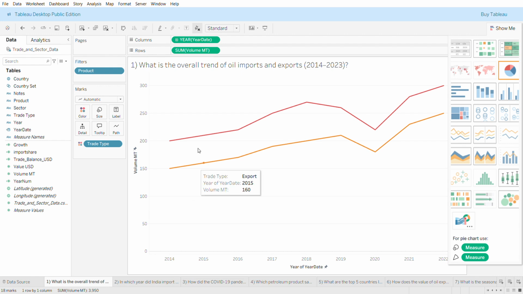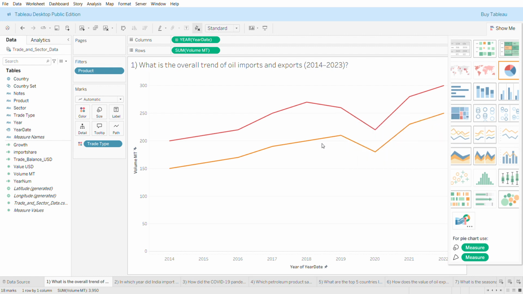What is the overall trend of oil imports and exports from 2014 to 23? Here, I analyze the overall trend of oil imports and exports in India from 2014 to 23. I filtered the dataset by product to separate imports and exports, then aggregated crude oil import volumes and refined petroleum export volumes by year. To visualize this trend clearly, I used a line chart, which helps show how these volumes changed year by year, which I am showing here.